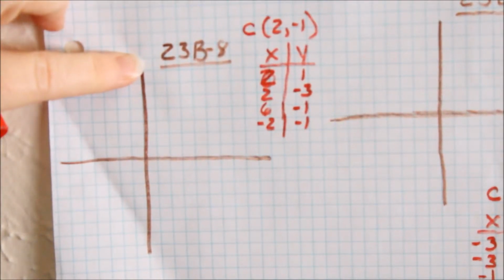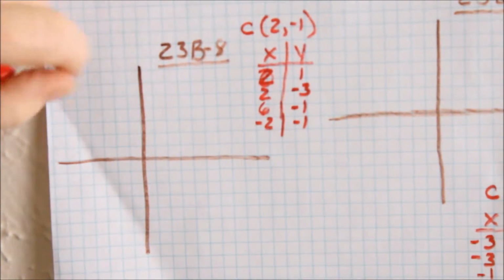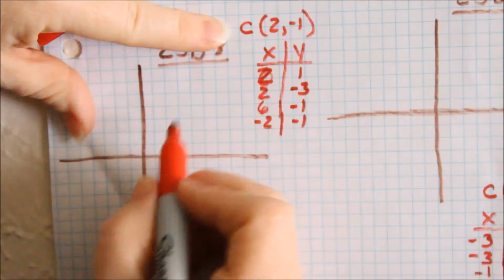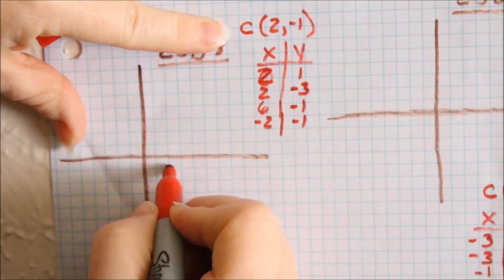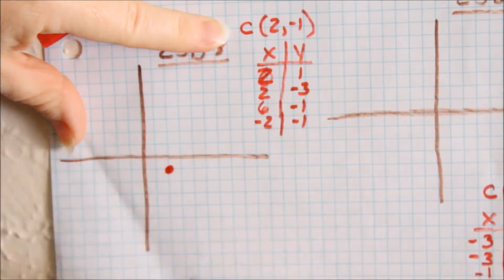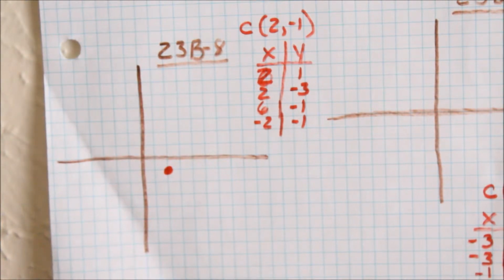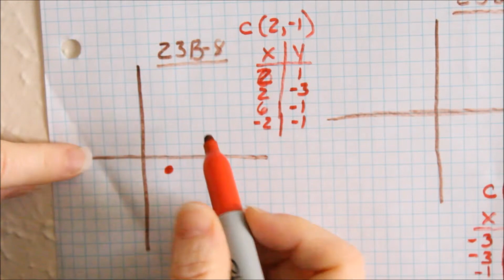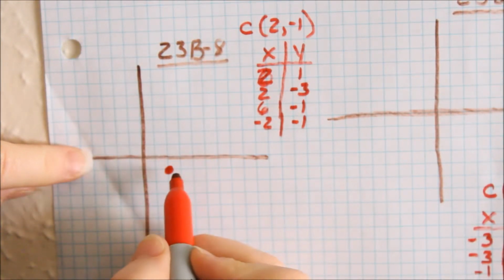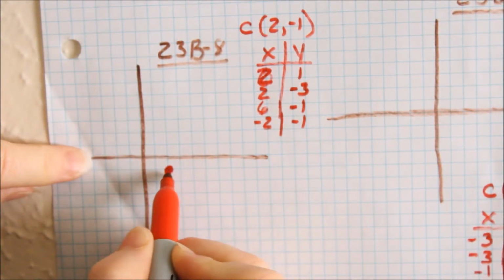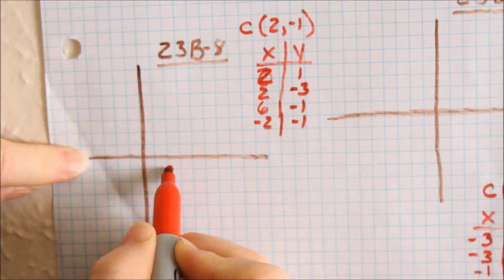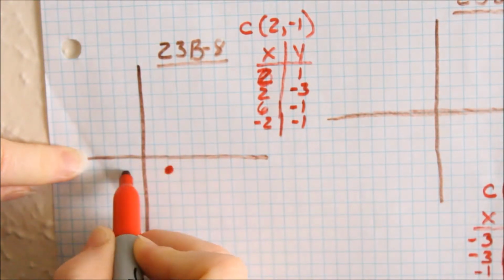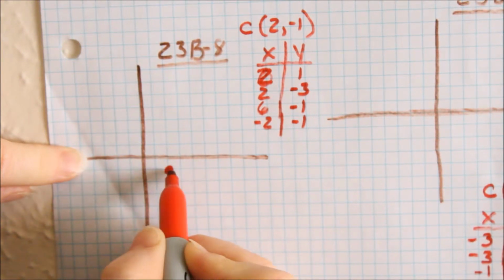Alright, looking at 23b8, the center of our ellipse was 2, negative 1. We plot it first. Over 2, down 1. So there's my center. Now plotting my extremity points or axis points, remember, or not remember, but know that your extremity points or your axis points will be in line with your center. So I'm going to be going up and down from this center and then off to the right and to the left. They should line up with your center.